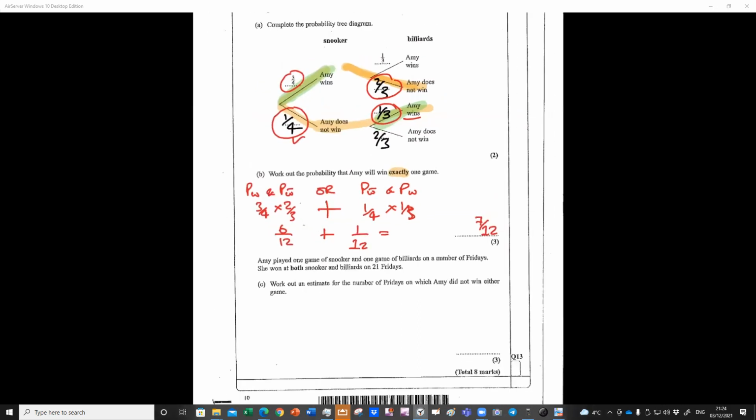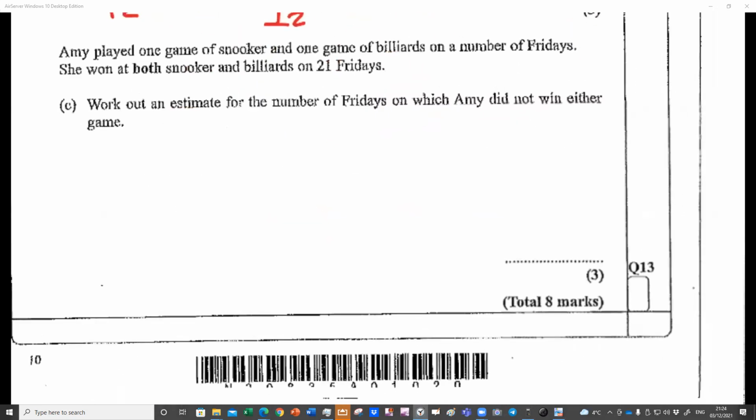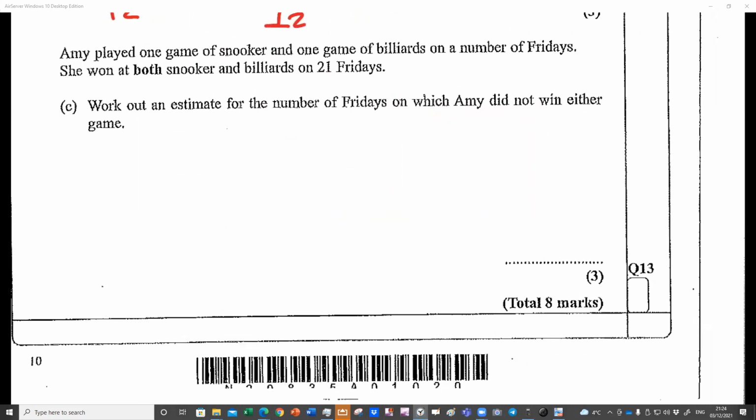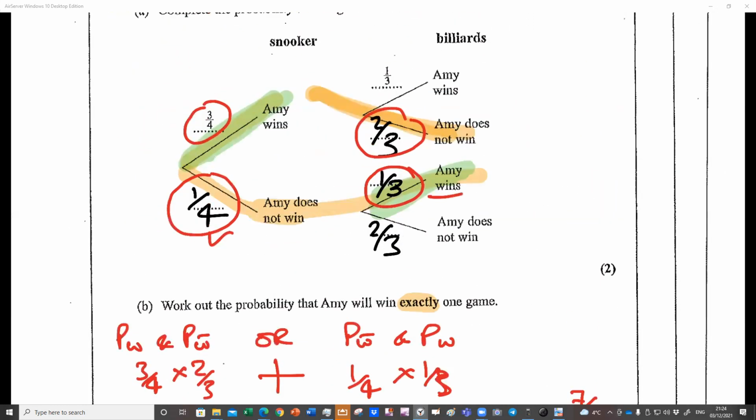Explain to them what it means. Read the question. Amy played one game of snooker and then one game of billiards. On a number of Fridays, she won both snooker and billiards on 21 Fridays. Work out an estimate of the number of Fridays on which Amy did not win either game. Did not win either game. So which part of the diagram are they talking about? If I use a blue, 1/4 and 2/3. Yeah, this part of the diagram.